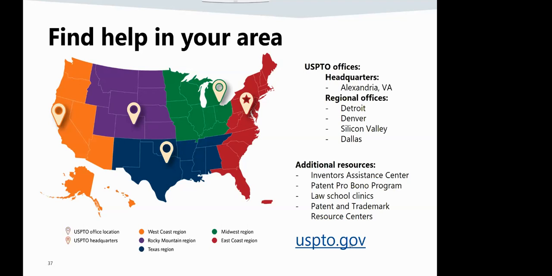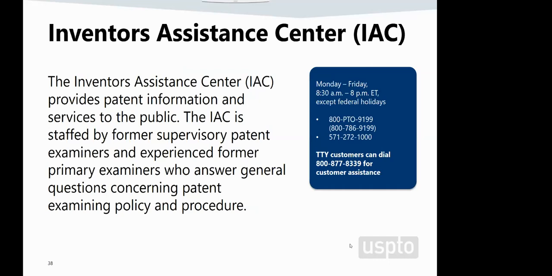I'm your point of contact for the West Coast USPTO. We also offer a 1-800 number. Sometimes as you're going through the application process or you get a letter from the USPTO that just doesn't make sense and you want to pick up the phone and call someone and you don't know who to call, there's a 1-800 number here that we call the Inventor Assistance Center.